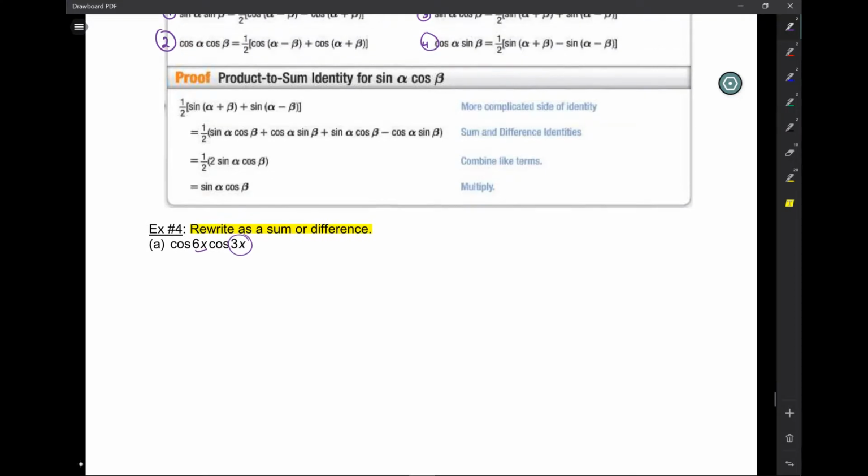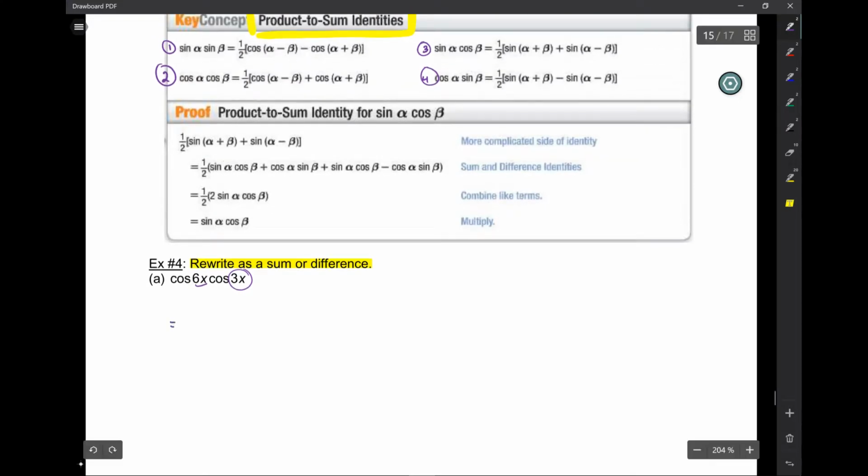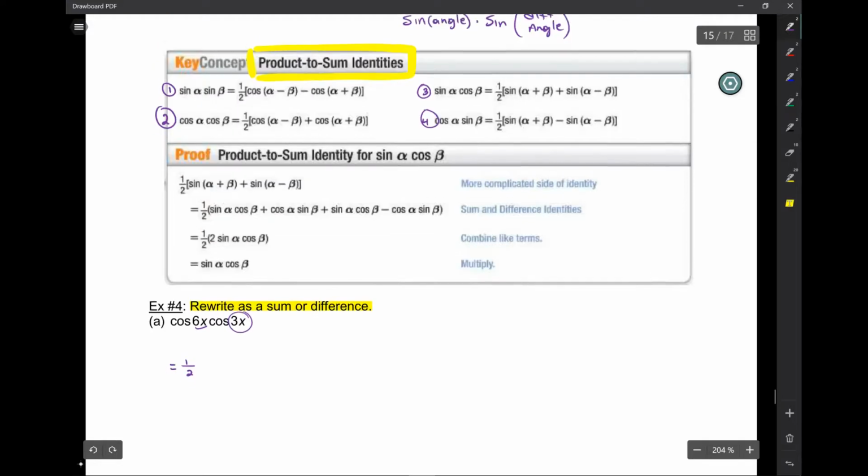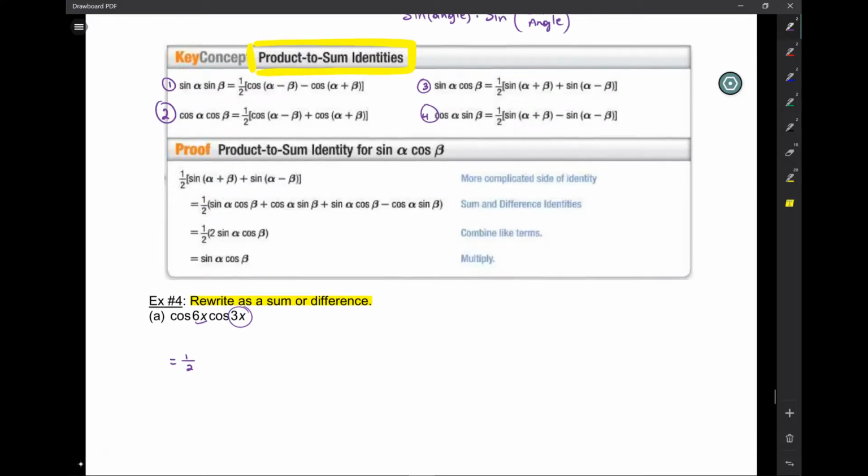When you give us these identities, will you say that this section is for product? No, I'll just give you the title, like it'll say product to sum identity. Okay, so it's going to be half of cosine A minus B: cosine 6x minus 3x plus cosine 6x plus 3x.